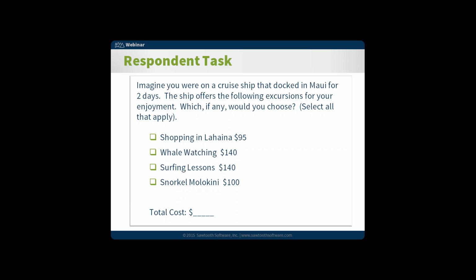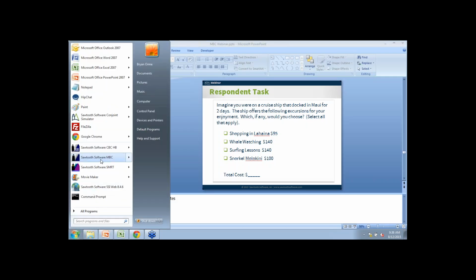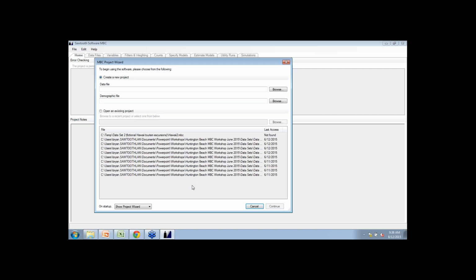So now that I have set up my data for this Maui shopping trip, I'm going to open it up in the software. So we're going to go over, and I'm going to launch the menu-based choice software off of my start menu. And you're going to find that in a lot of ways it looks a lot like CBC HB software. It's based on the same type of menuing, but more sophisticated than the CBC HB software. So if you're familiar with CBC HB, it gives you a feel for what it's like to work within menu-based choice. To start out with, you get a project wizard that you can use to create a new project. And I am going to create a new project.